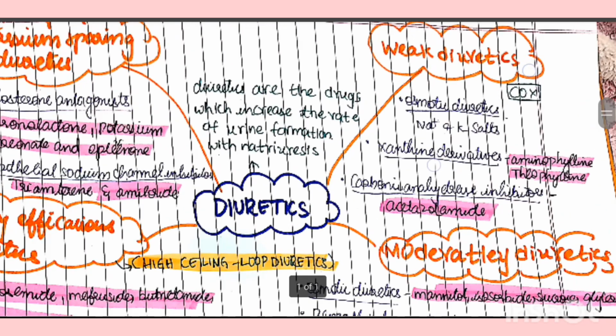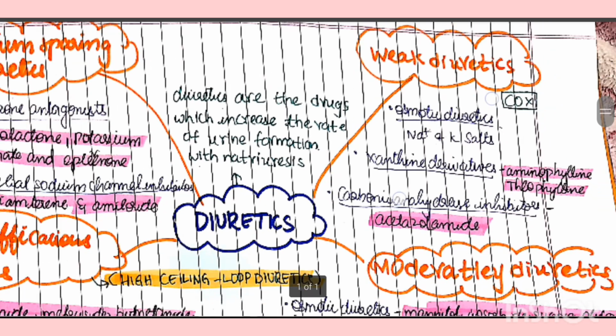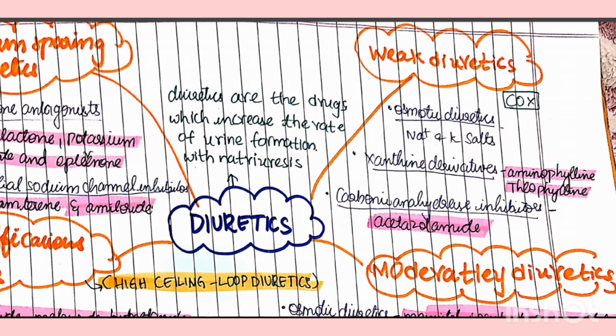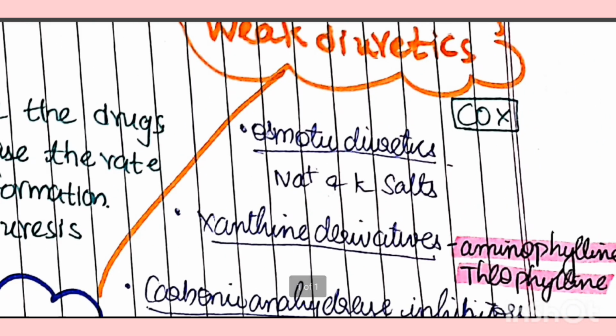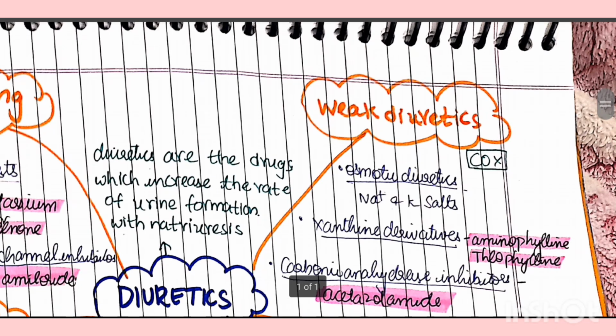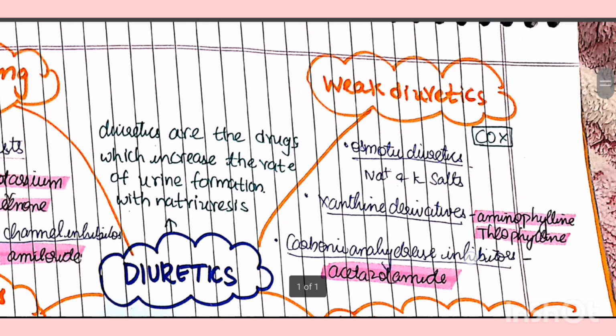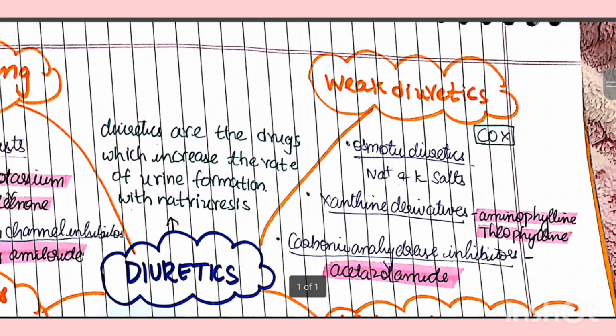When we come to weak diuretics, we have a sub classification. The mnemonic to remember these weak diuretics is COX. Here we have osmotic diuretics, xanthine derivatives, and carbonic anhydrase inhibitors. C stands for carbonic anhydrase inhibitors, O stands for osmotic diuretics, and X stands for xanthine derivatives.